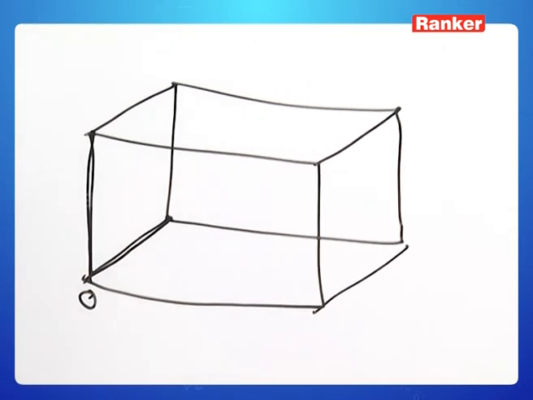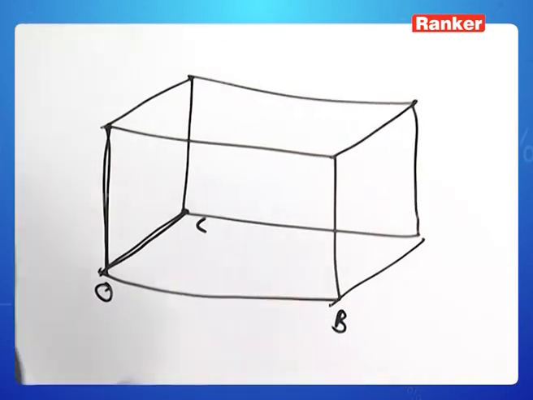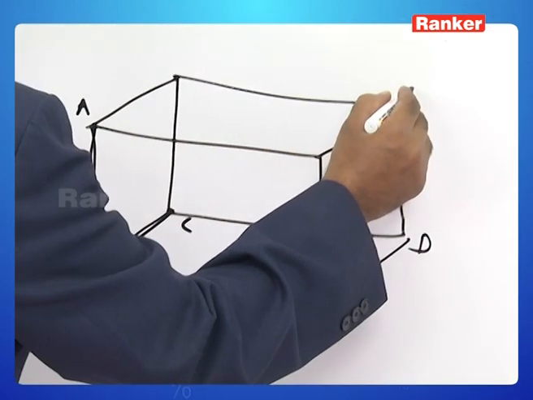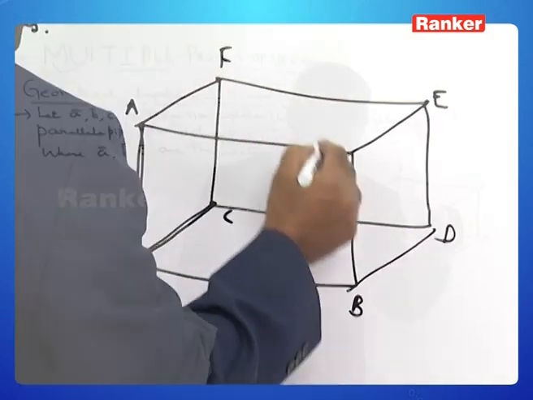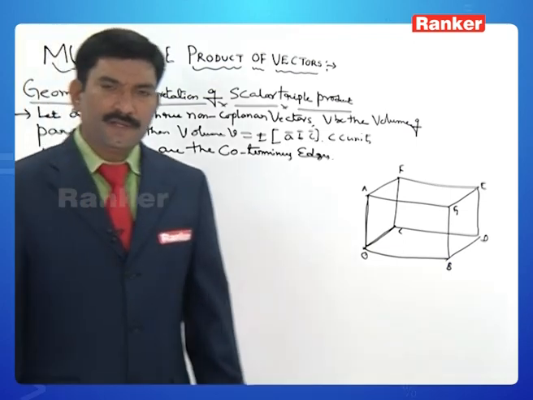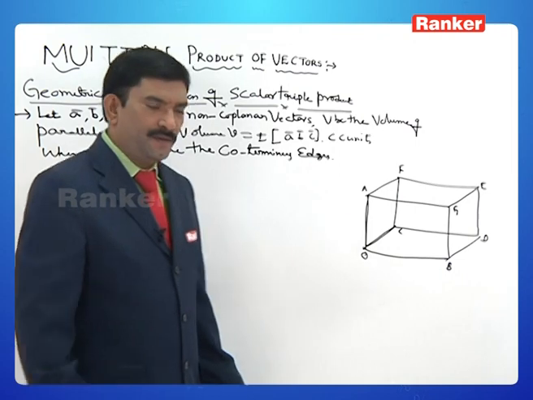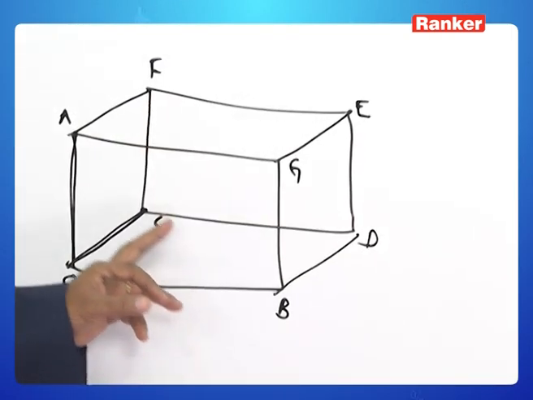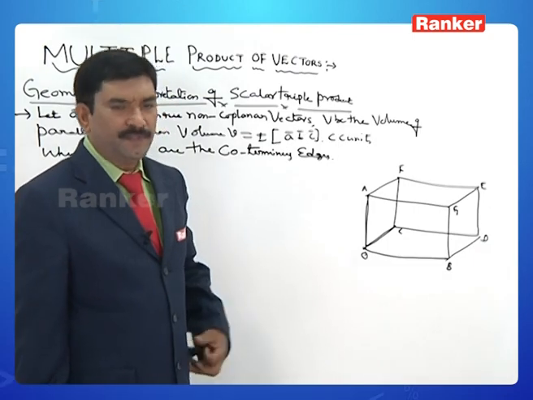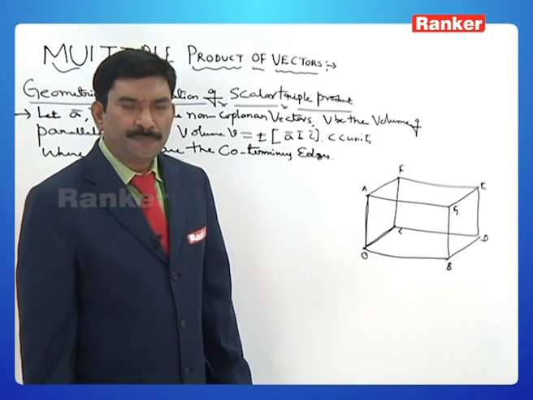You take O, you take C, you take B, D, this is A, this is E, it's F, it's G. These are the vertices. You can very well observe that every face has been turned into a parallelogram. Therefore, it's a parallelepiped. It's three-dimensional.